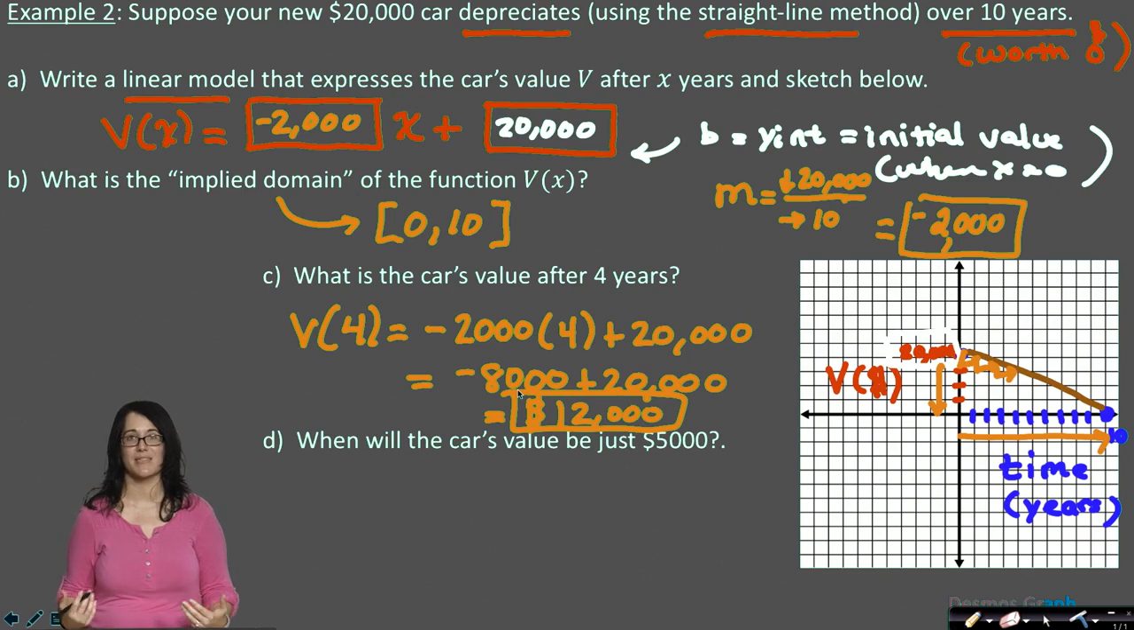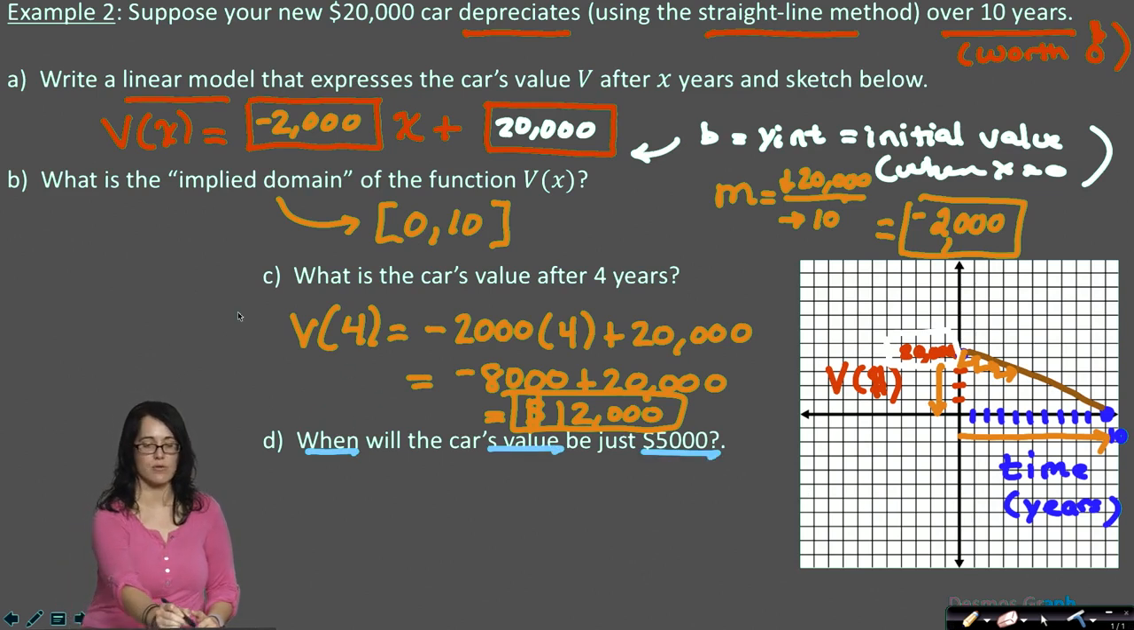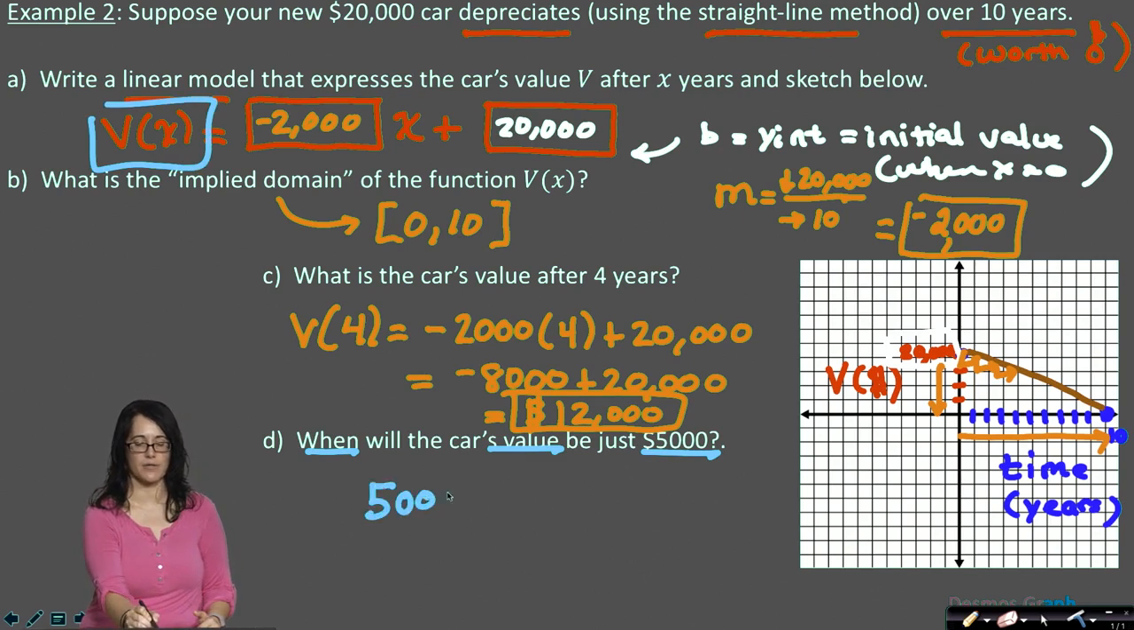But maybe you're interested in selling the car once it's only worth $5,000. When would I need to sell it? That's what we ask you in question D. So in question D here it says, when will the car's value be just $5,000? So we would actually want to set value, the output, the y value, equal to $5,000 and solve for x. Go ahead and do that. Feel free to pause the video and see if you get the same result.